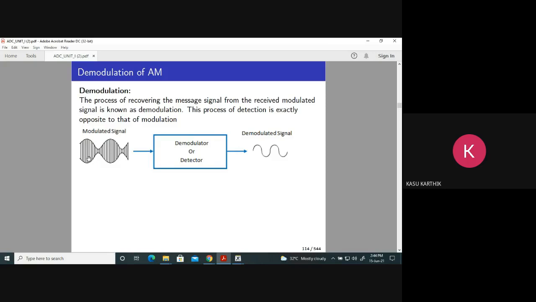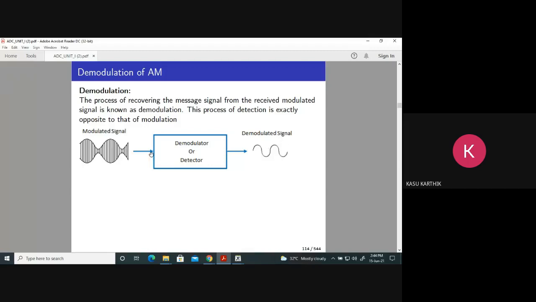First of all, what is amplitude modulation? The amplitude of the carrier changes according to the amplitude of the message signal linearly, or the message signal modulates the amplitude of the carrier. That is the definition. So by taking this as input, you must get the message signal as output. It is called the demodulated signal or message signal.